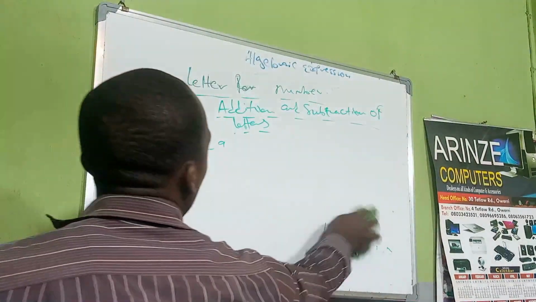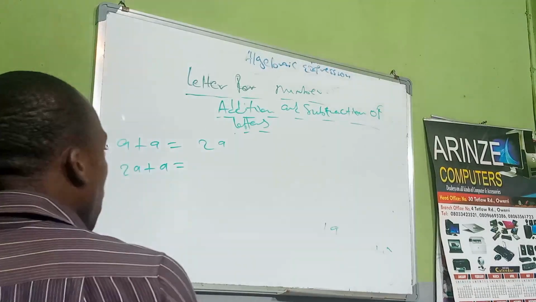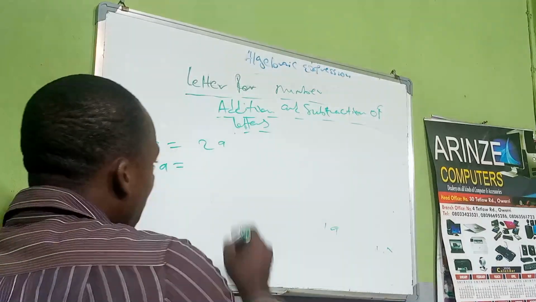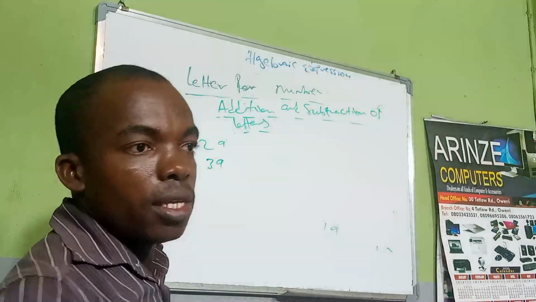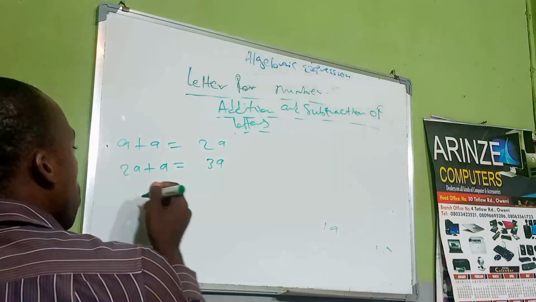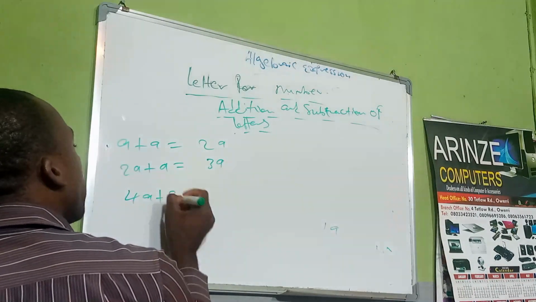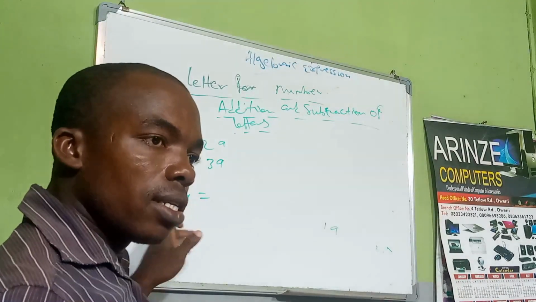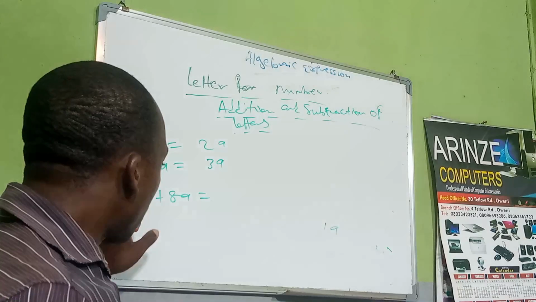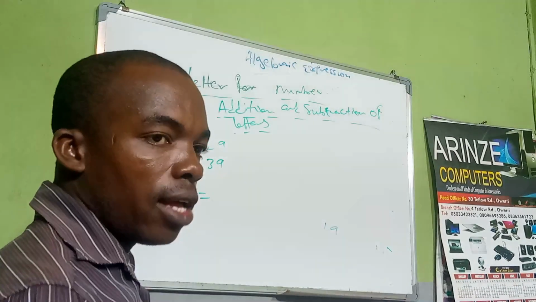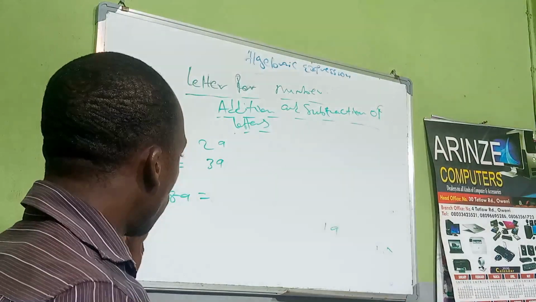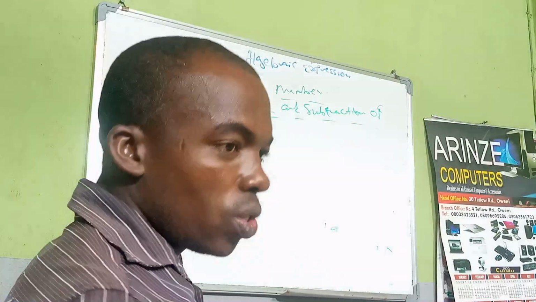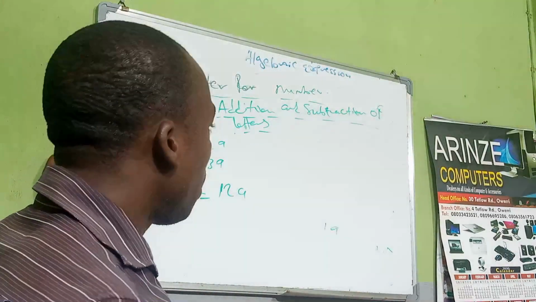So if we have A plus A, it is 2A. If we have 2A plus A, it means 2A plus 1A, and this is 3A. If you have 4A plus 8A, these are similar letters because they are different numbers carrying the same letter, so you can add them up. 4A plus 8A will be 12A.